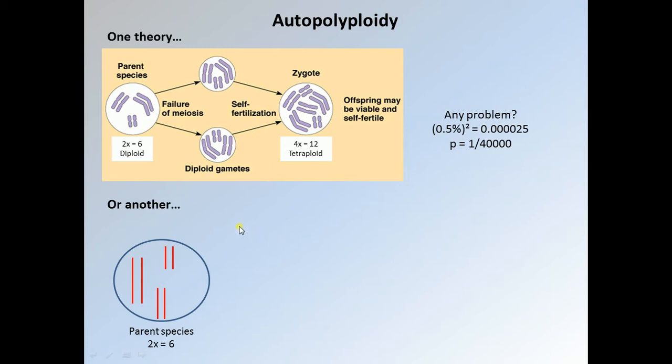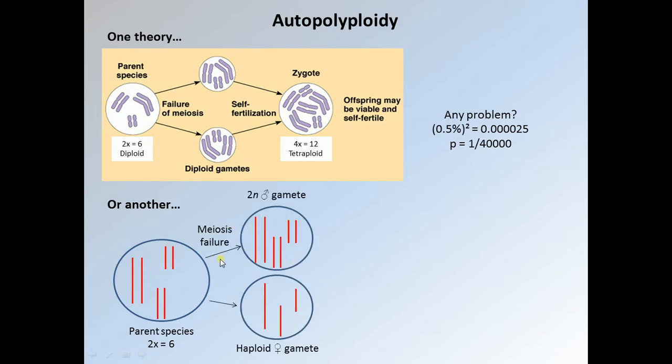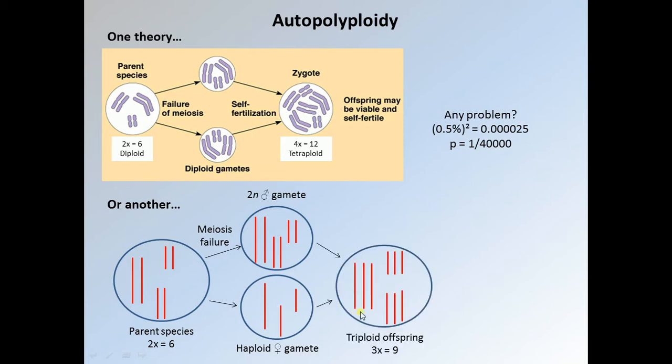Another suggestion could be that, okay, you have a parental species again, but this time you have meiosis failure in only one of the gametes, which is then a 0.5% probability. Still low, but much higher than this one. And then the other one, let's say the female here, is not unreduced, so it's haploid as normal. And then these two will meet and create a triploid offspring.